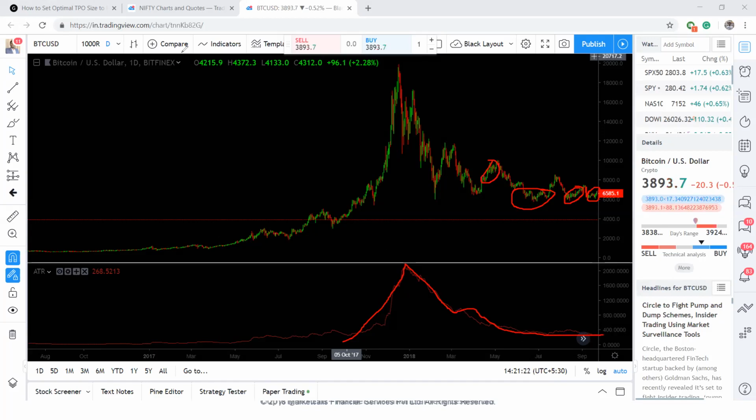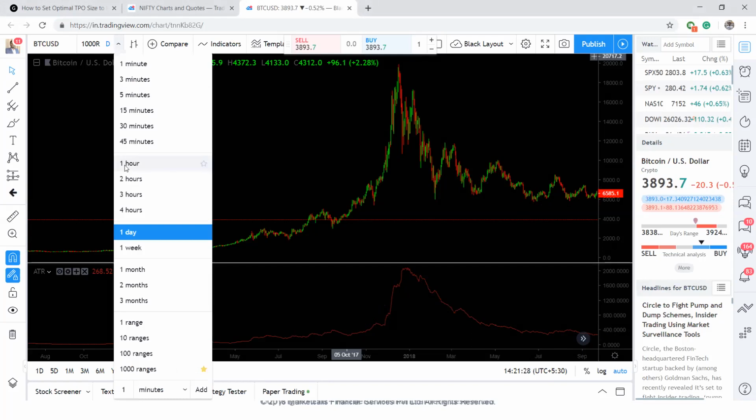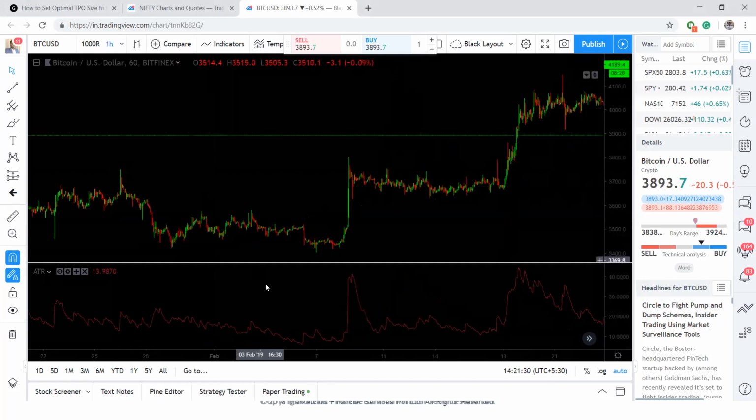But if you look pretty closely at the hourly time frame or some other time frame, the volatility might show up all of a sudden. In a different time frame, the volatility cycle increases.